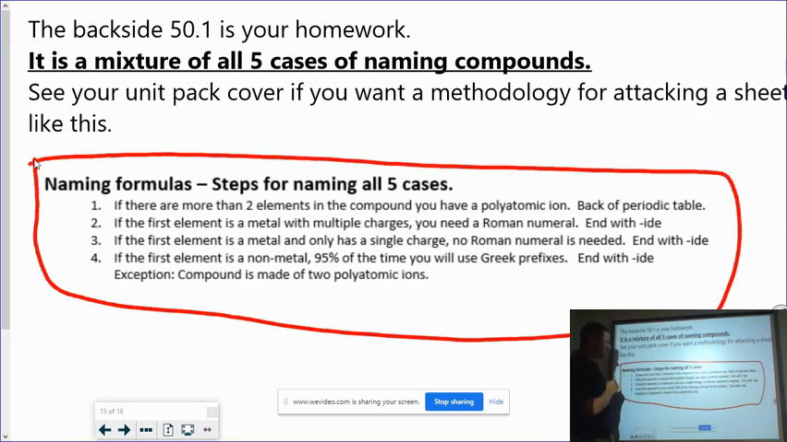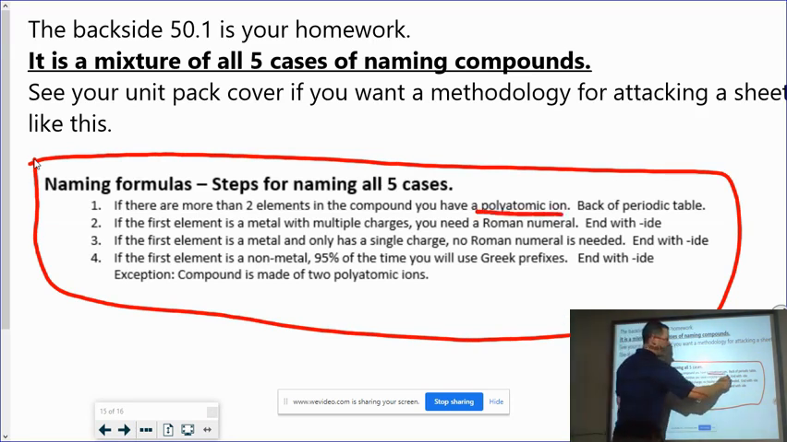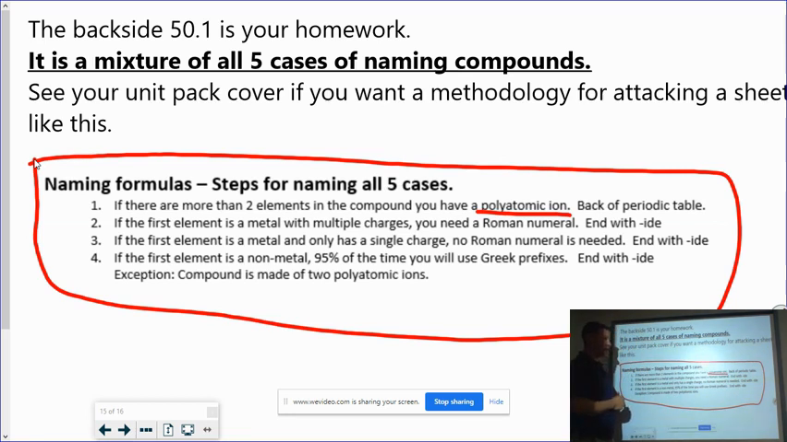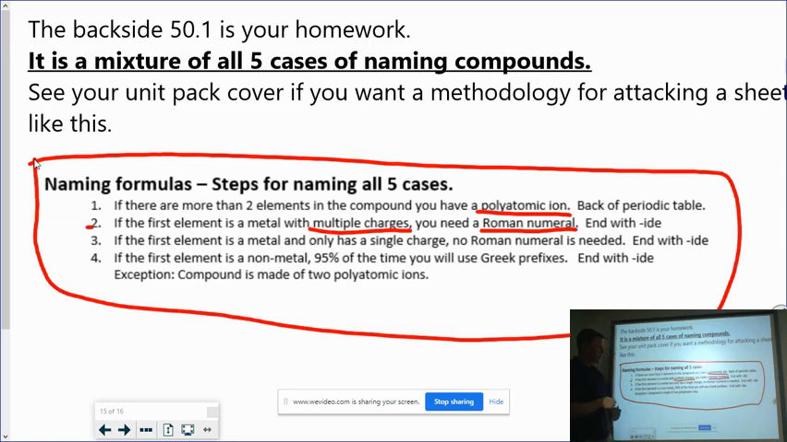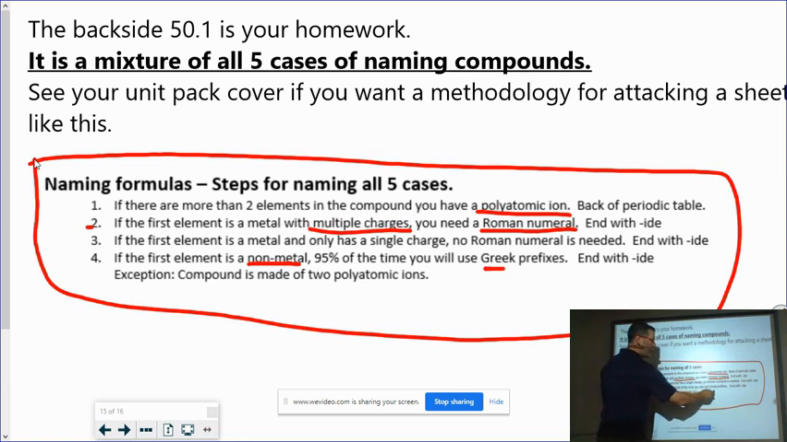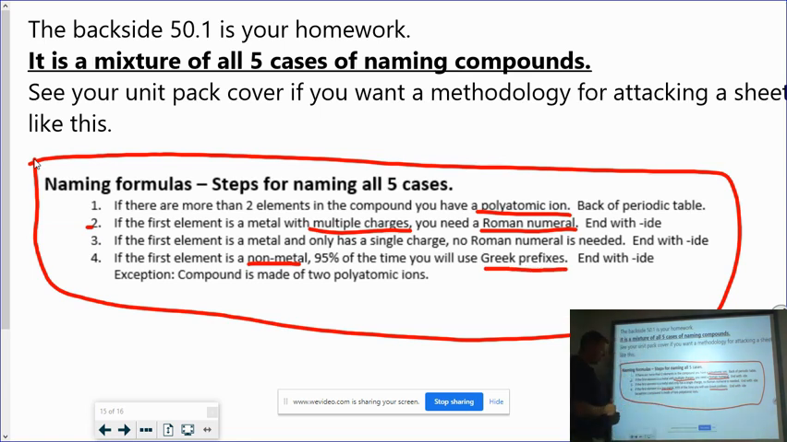So as you're going through the information, you can ask yourself, if there's more than 2 elements in the compound, it means you have a polyatomic ion on your hands. So that means you're going to be using the back of your periodic table. If the first element is a metal with multiple charges, that means you're going to need a Roman numeral in parentheses. You're going to have an ending with I. If the first element's a metal and it only has a single charge, you don't use any Roman numerals and you don't use parentheses. Four, if the first element's a non-metal, 95% of the time you're going to be using Greek prefixes because you have a covalent compound on your hands.